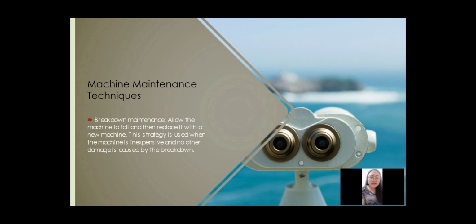Machine maintenance techniques. Breakdown maintenance allows the machine to fail and then replace it with a new machine. This strategy is used when the machine is inexpensive and no other damage is caused by the breakdown. Preventive maintenance. Maintenance performed at fixed intervals. Intervals determined statistically from past experience. This period is uneconomical, but the machine is monitored and safeguarded against any downtime.